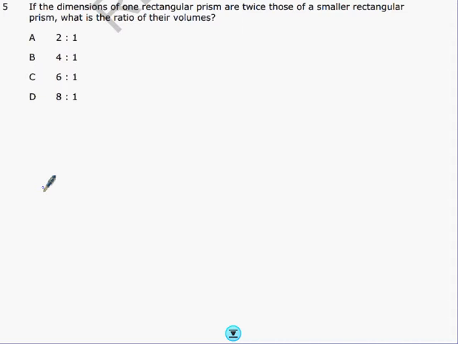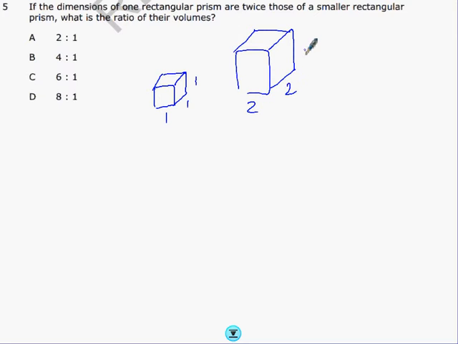We did not have time to get to this section in the textbook, but you guys are perfectly capable of figuring this out. What I'm going to do is just pick an example. We've got two prisms, and one's dimensions are twice as big as the other. So I'm going to go with 1, 1, 1 for the smaller one. So obviously, if the dimensions of the next one are twice as much, it's going to be 2, 2, 2.